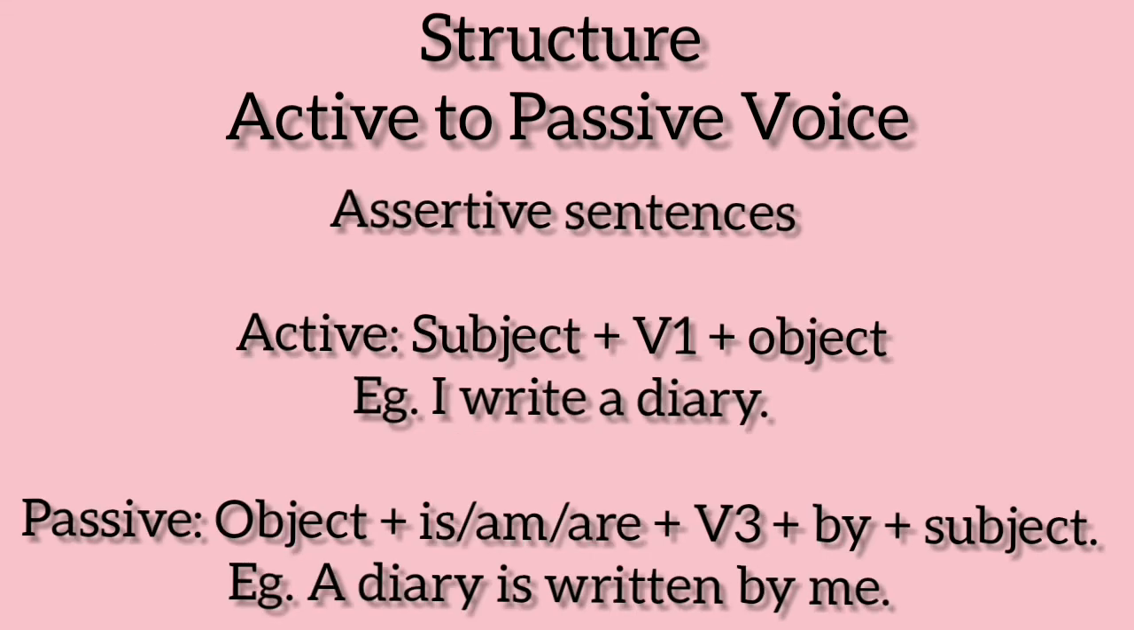The structure to change assertive sentences from active voice to passive voice is the object plus is, am, are plus the verb in the third form plus preposition by, and then the pronoun is written. For example, if the sentence in active voice is I write a diary, the sentence will be written in passive voice as a diary is written by me. Please note how the I has been changed into me.